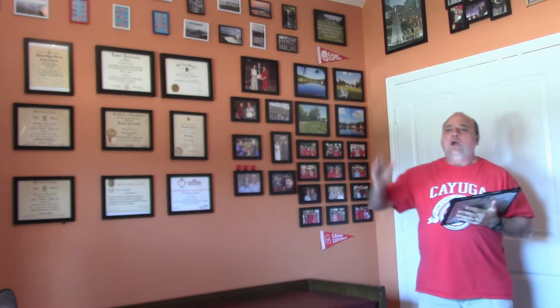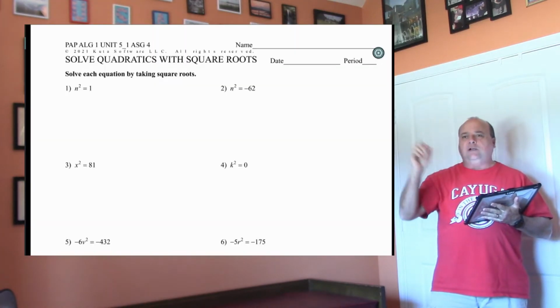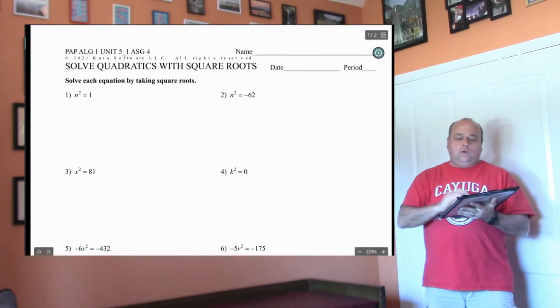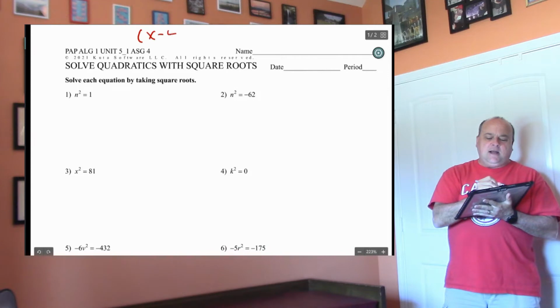Today we're going to have a rockin' fun time because we're going to solve quadratics by taking square roots. Yesterday we solved quadratics by factoring. Remember, when you solve, you're finding out where the parabola crosses the x-axis. So up at the top, let's do this real quick. Write down x minus 4 times x plus 4.